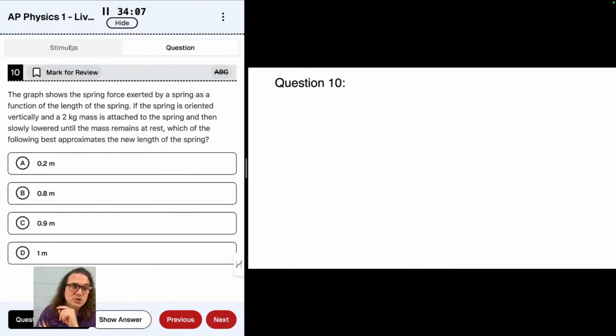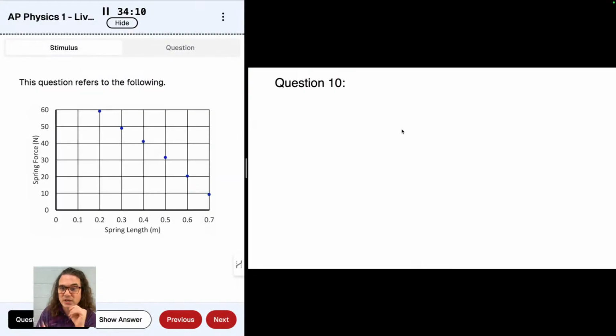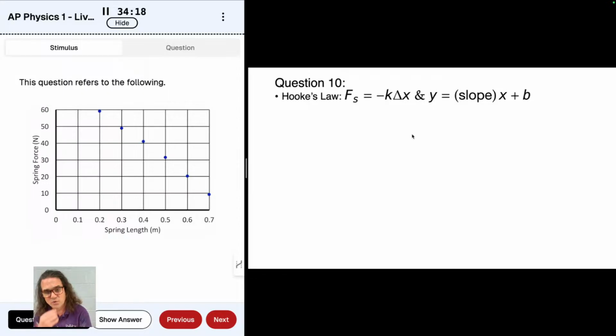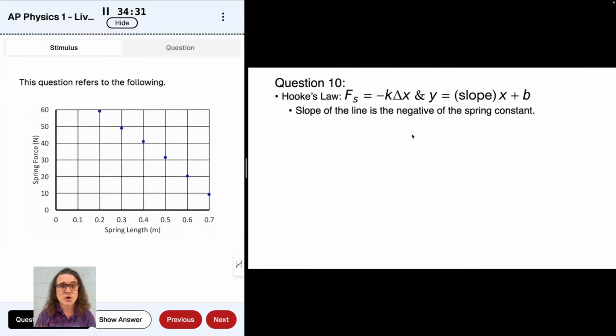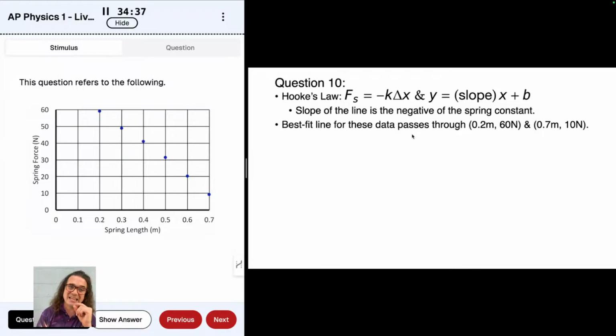Question 10. So the graph shows the force of the spring. This has to do with Hooke's law. Whenever you see a spring force as a function of spring length, you should think about Hooke's law. Force of the spring equals the negative of the spring constant times the displacement from equilibrium position. You know the equation for the slope-intercept form of a line: y equals the slope times x plus b, the y-intercept. So the slope of the line is the negative of the spring constant. The best fit line for these data passes through 0.2 meters and 60 newtons and 0.7 meters and 10 newtons.